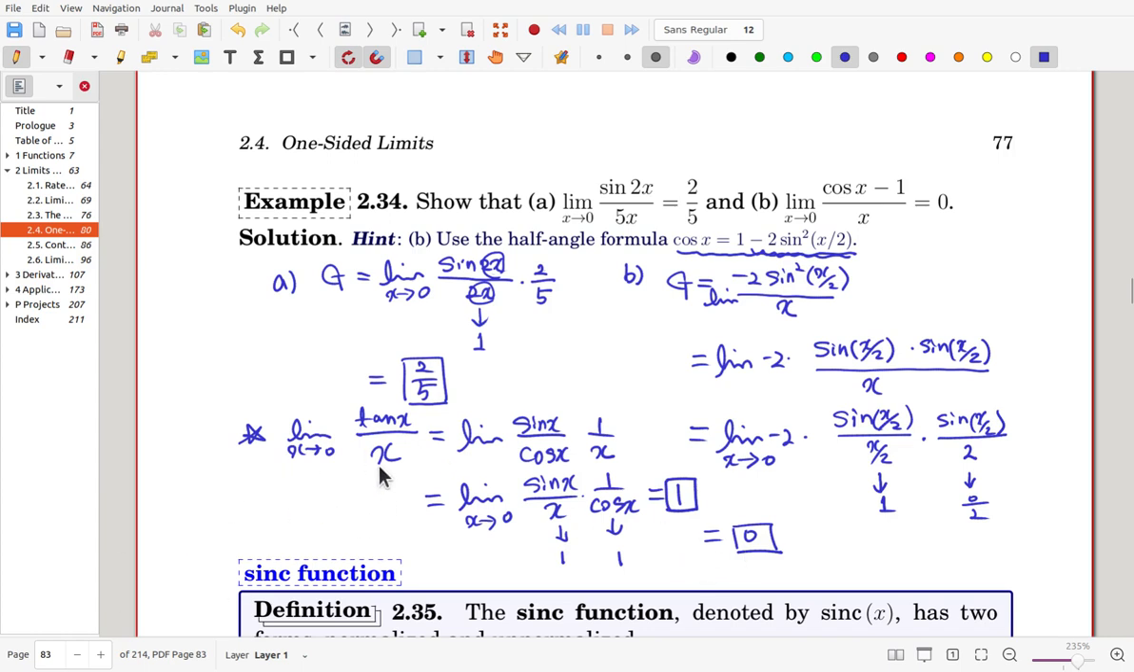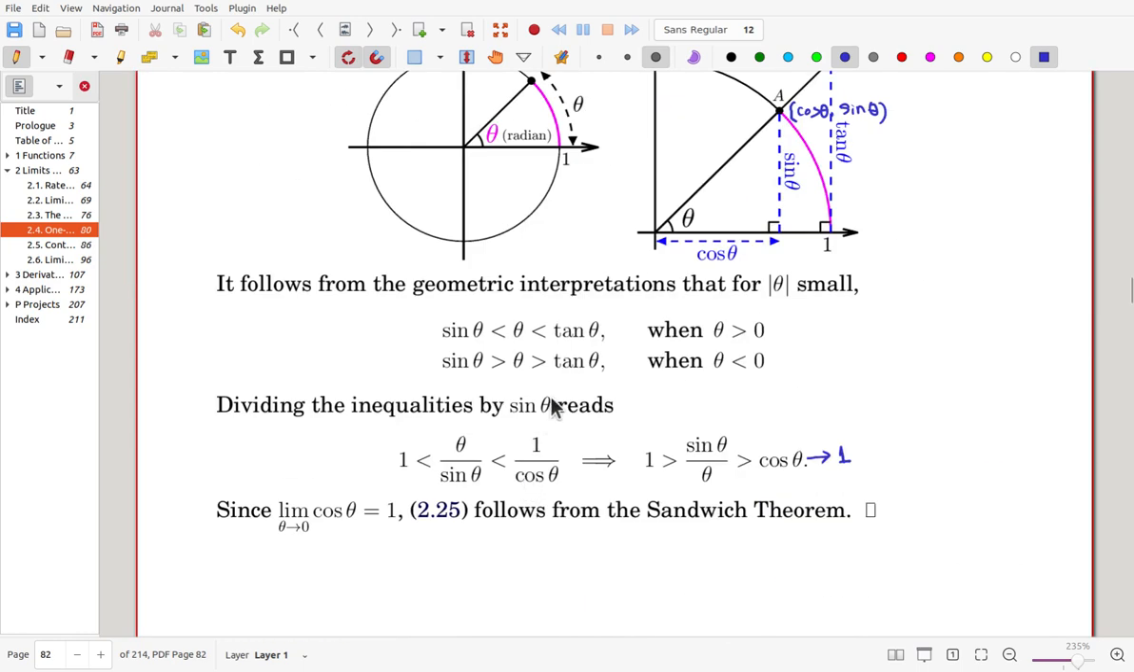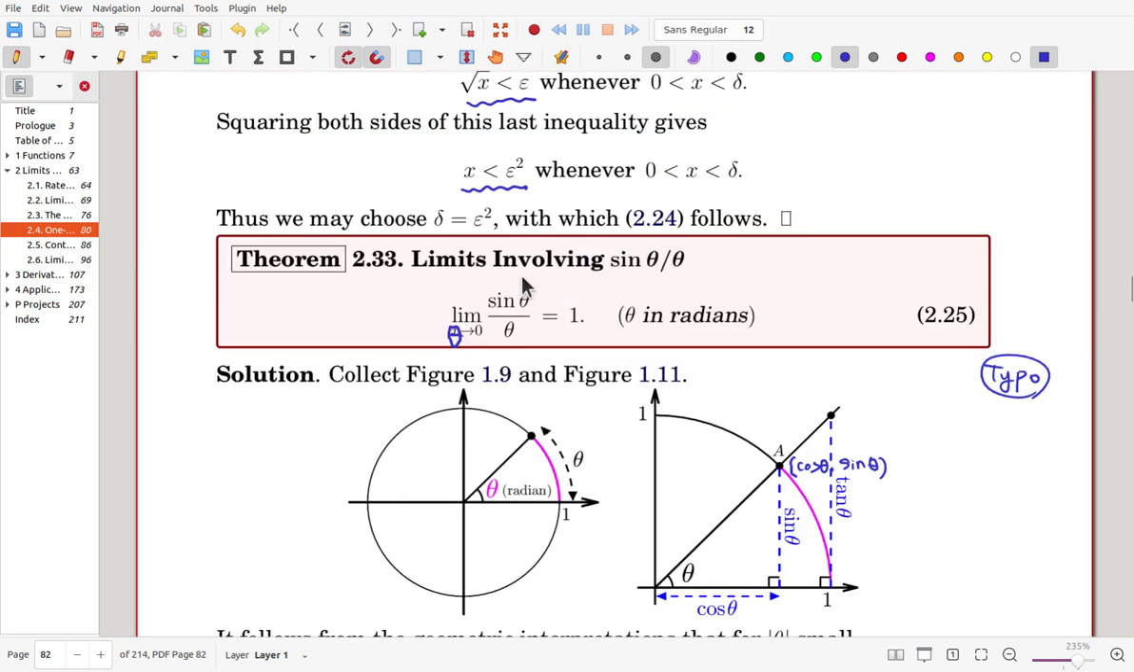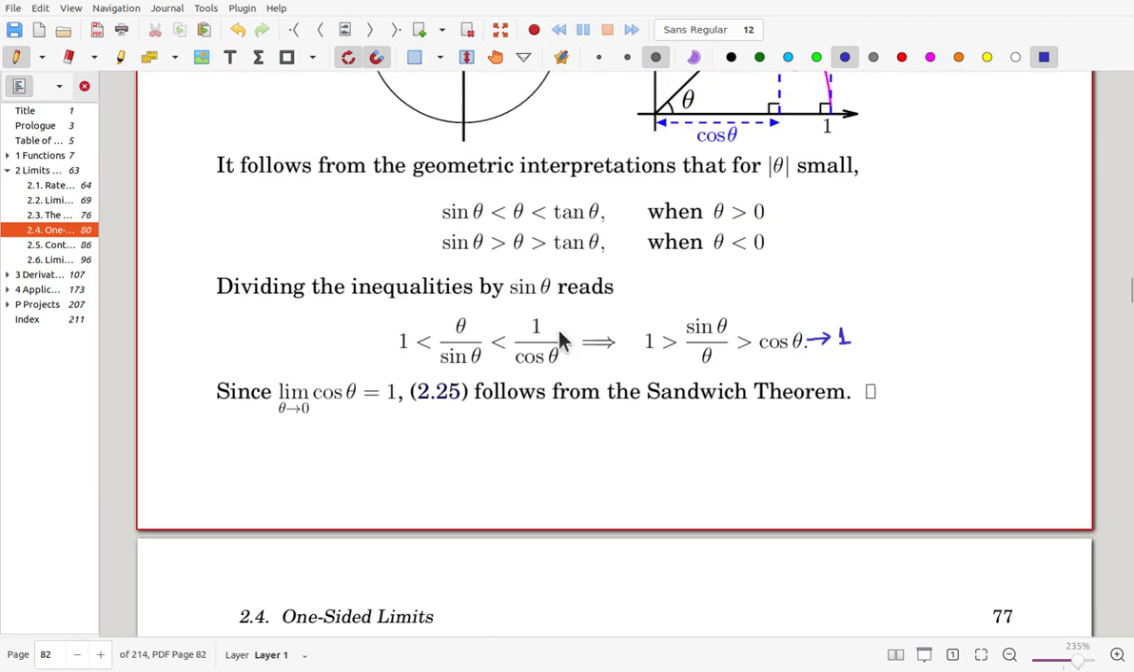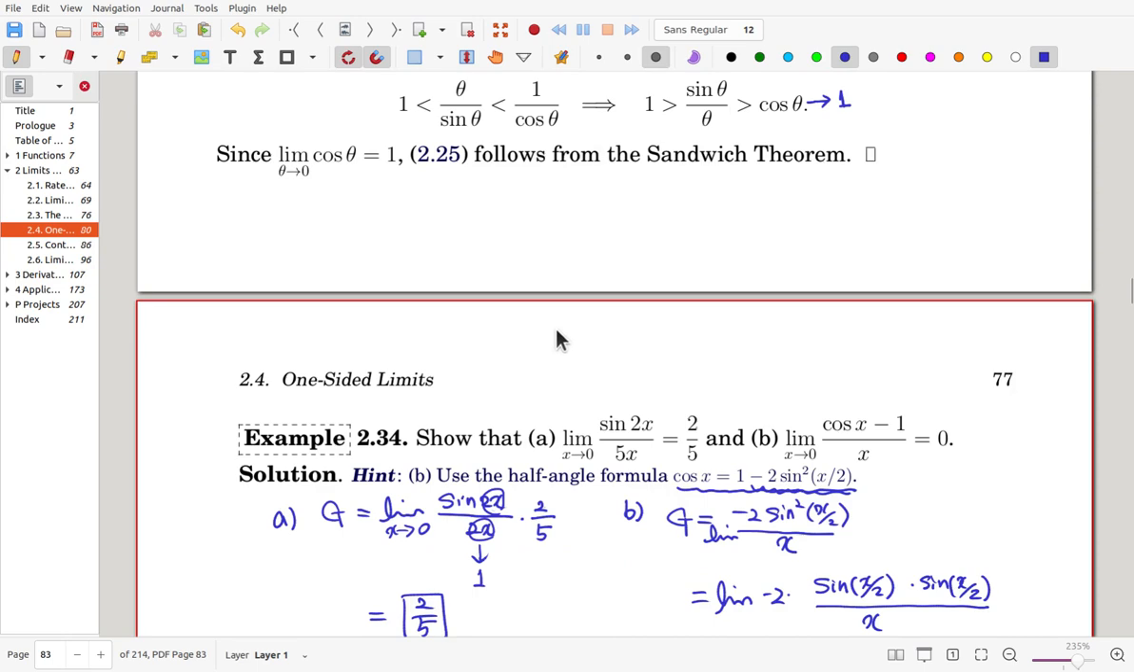And now you can consider the reciprocal, x over tangent x. It will also be the same, because if you take the reciprocal, once the limit approaches 1, then its reciprocal should approach 1. It is a sort of quotient rule, so we can say that. So by using that, you can solve many limit problems.